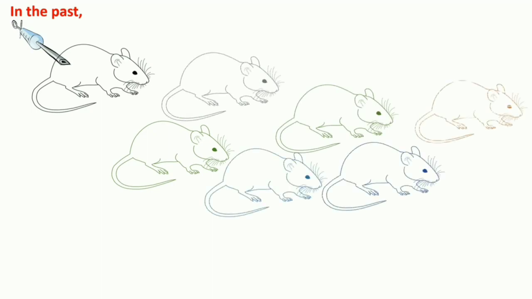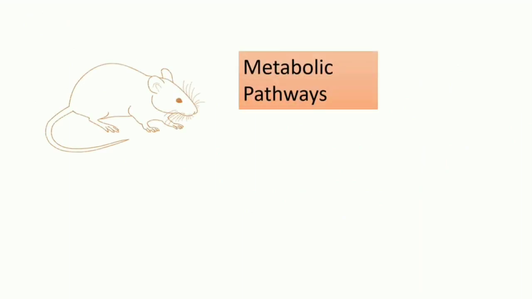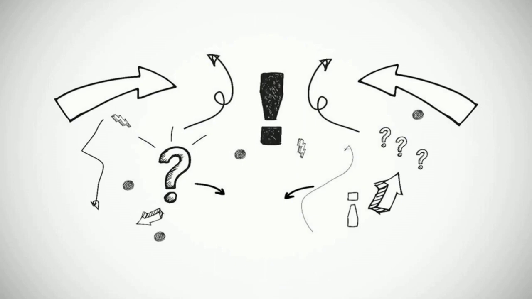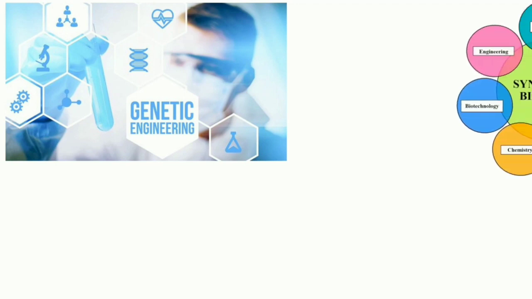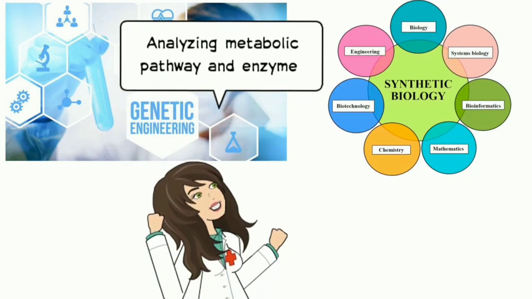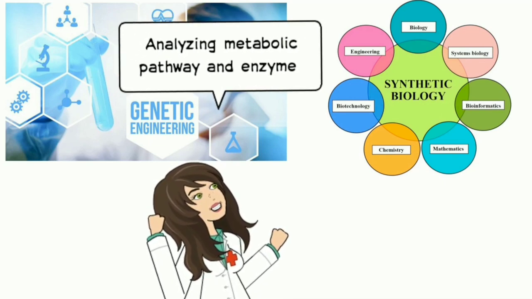The mutant strain with the desired metabolites was then chosen. However, the metabolic pathway and enzymes involved in the production were unknown, so modification of the metabolic pathways and enzymes was not possible. During the 1990s, the discovery of genetic engineering and synthetic biology helped to overcome this problem, and so it was finally possible to analyze each metabolic pathway and enzyme.